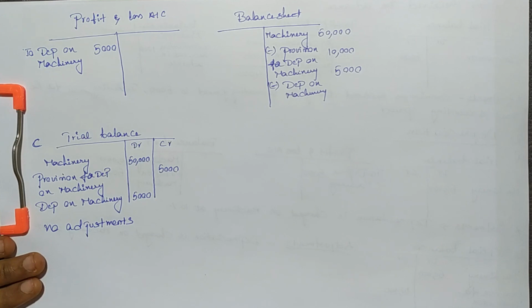Next is in the trial balance we have machinery account, provision for depreciation on machinery account. Along with this, we have depreciation on machinery account. And we don't have any adjustments for this example.